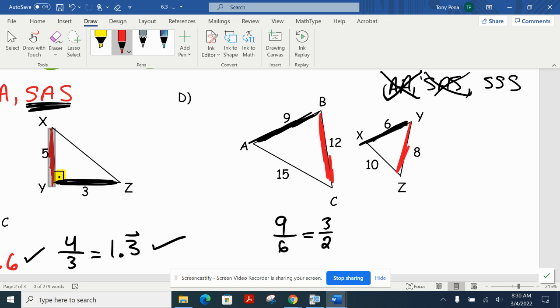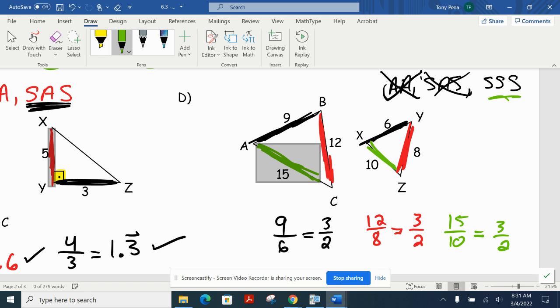So if I go from this side to this side, does 12 over 8 reduce down to be 3 halves as well? Yeah, so far so good. And then our final side, this 15 compared to the 10, does that also reduce down to be 3 halves? Yeah. So all three sides have the same ratio to each other. You would say yes, and then you would put down the reasoning, and it's the side, side, side.